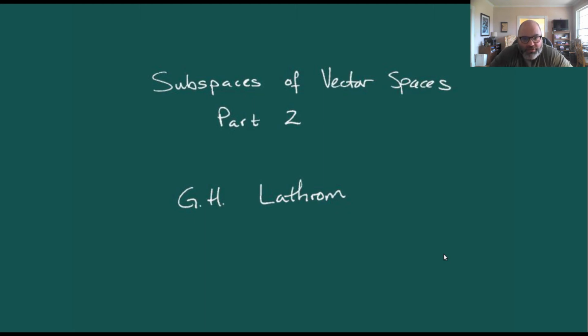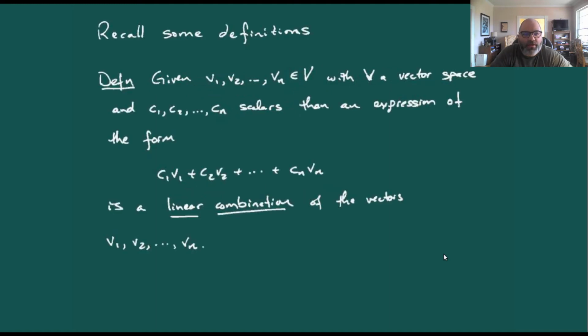Greetings, everybody. Let's continue our discussion of subspaces of vector spaces. So let's recall some definitions. Given vectors v1, v2, all the way up to vn in our vector space V, then if we take any scalars c1, c2 up to cn and write an expression of the form c1 v1 plus c2 v2 all the way up to cn vn, we call that a linear combination of our vectors v1 up to vn.